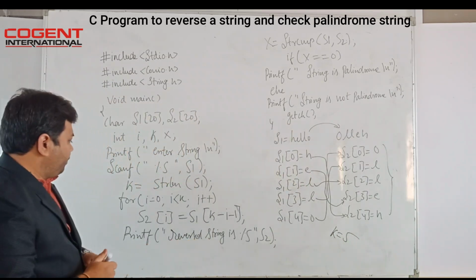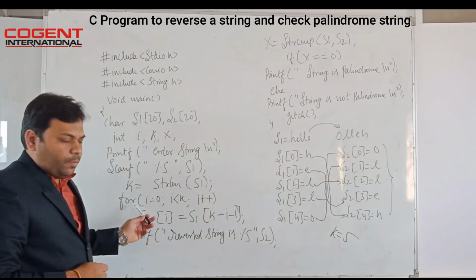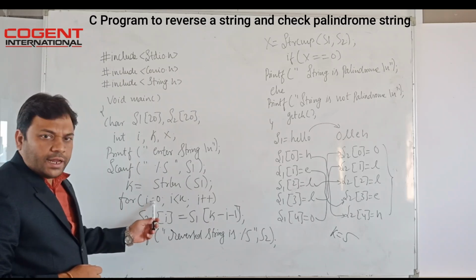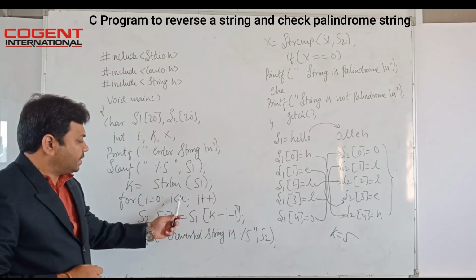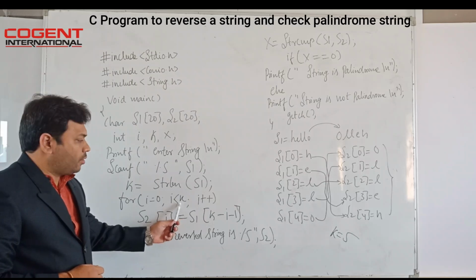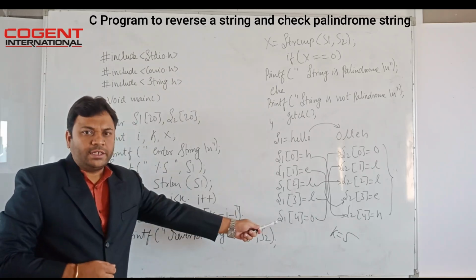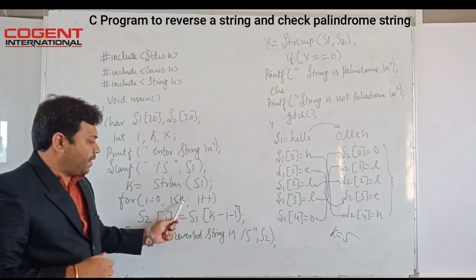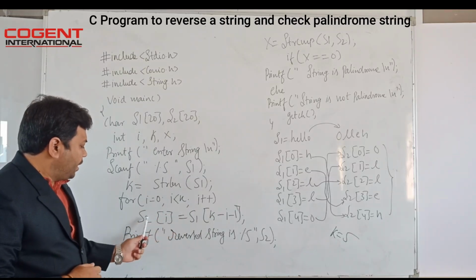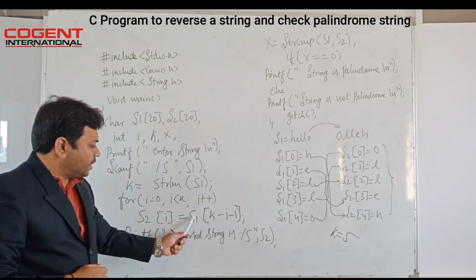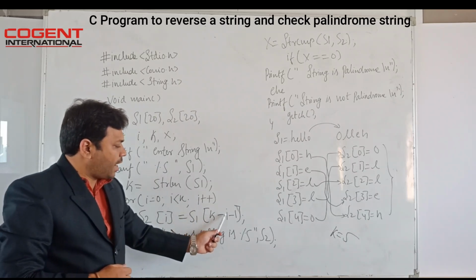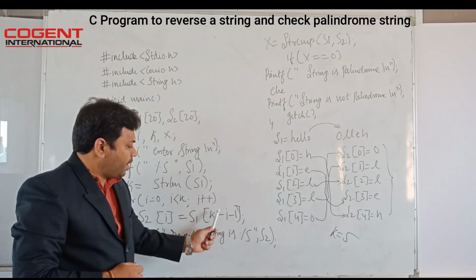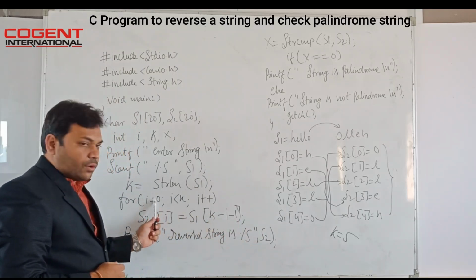Now using the for loop, I will initialize i is equal to 0, i is less than k. What is the value of k here? That is 5. So 0 is less than 5, yes, the condition is satisfied. Now what it does: s2 of 0 is equal to s1 of k minus i minus 1. What is the value of k? That is 5. 5 minus i. What is the value of i? That is 0.